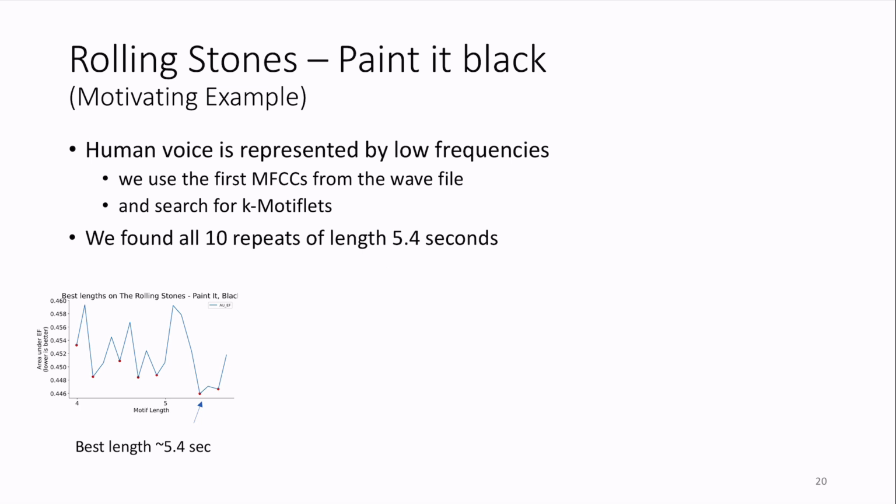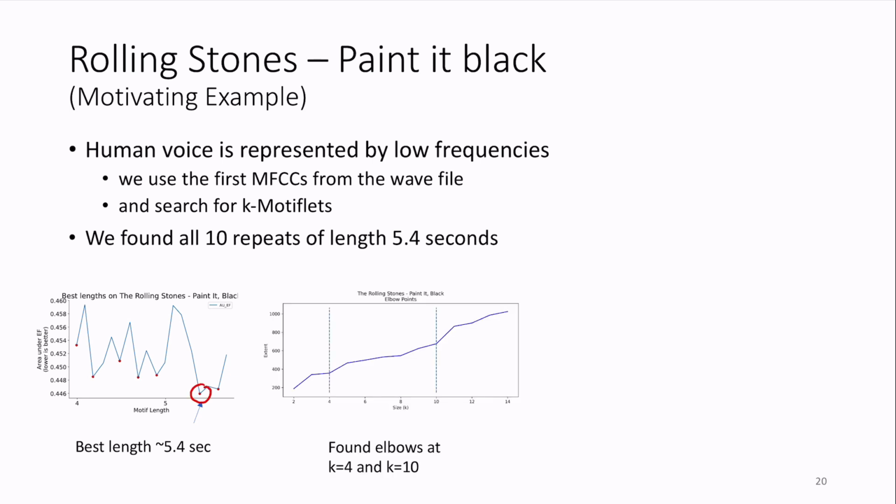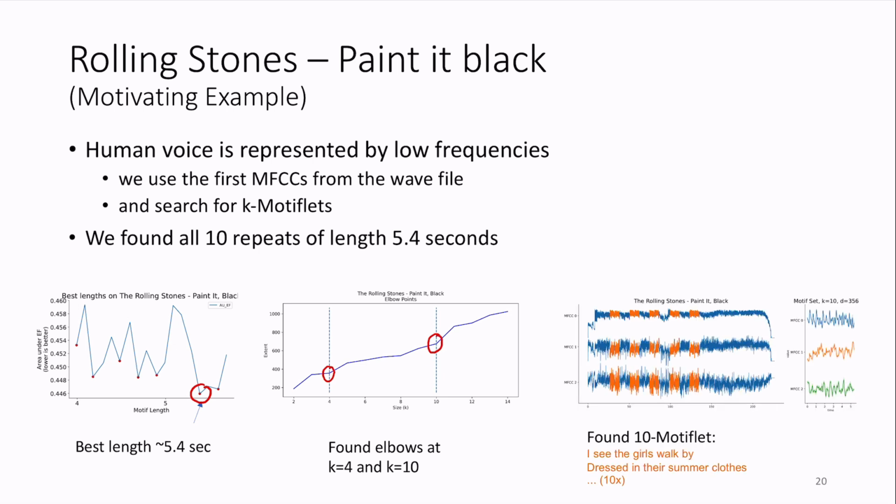Human voice is represented by low frequency. We use the first MFCC coefficients from the wave file and search for K-motiflets. If we look at the area under the elbow plot, we can actually identify that the best motif length is around 5.4 seconds. Next, for this length, we compute elbows, and we find elbows at 4 and 10 repeats. And using 10 repeats, we can actually identify all occurrences of this rhythmical section, which is equal to "I see the girls walk by dressed in their summer clothes."